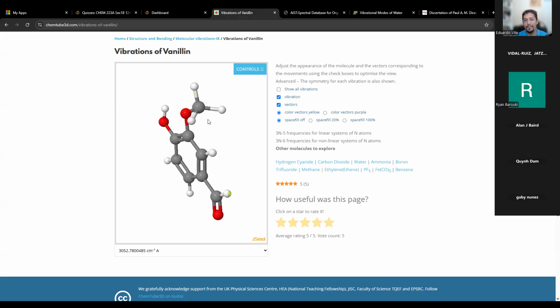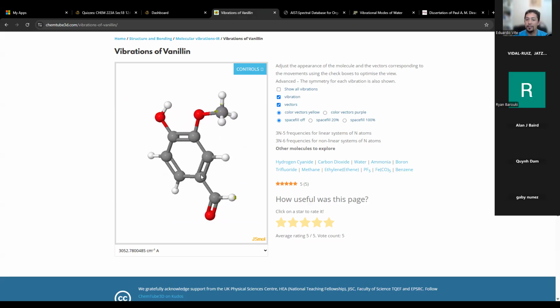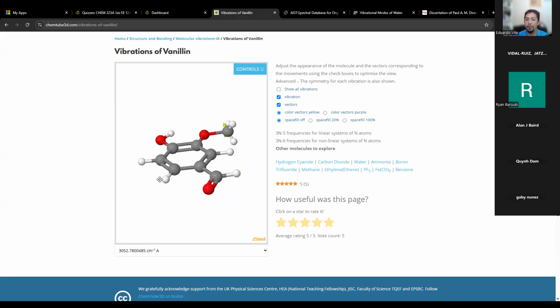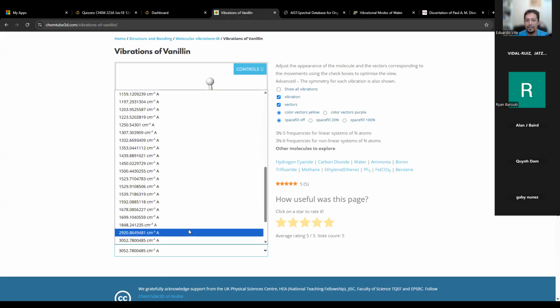Look at that. This is what's called a methyl sp3 CH stretch. And it's only this one. Notice there's no other methyl groups in this molecule. So only the methyl is vibrating at only this specific wave number. I hope that you're starting to see what I mean. Each functional group has its own energy that it vibrates at.